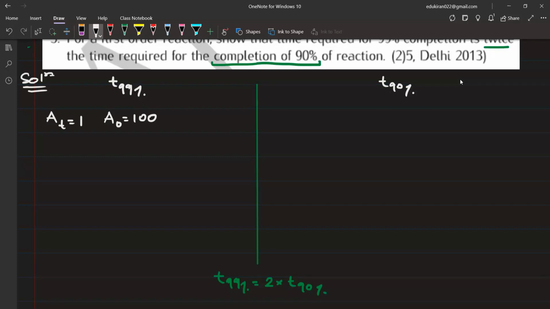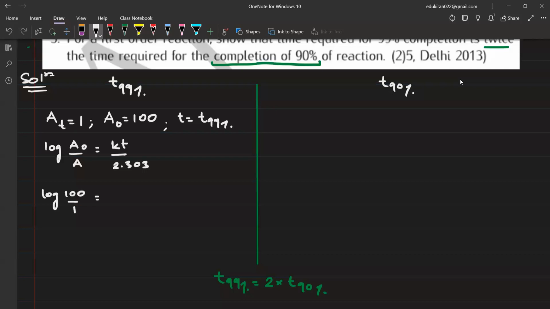Got it. ठीक है. And we can also write T will be equal to T99%. निकाल रहे तो T99 लिख देते हैं यहाँ पे. Log of A naught by A is equal to KT by 2.303. Now what is log of A naught? Log of A naught is 100 by 1 will be equal to KT upon 2.303. This T is T99%.